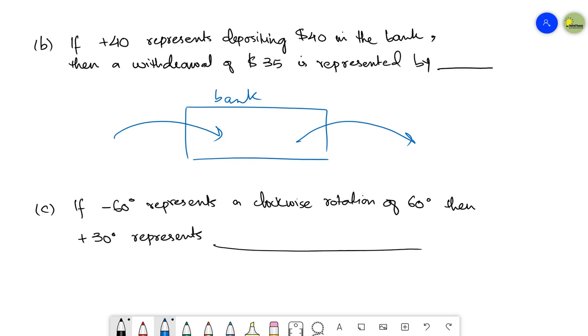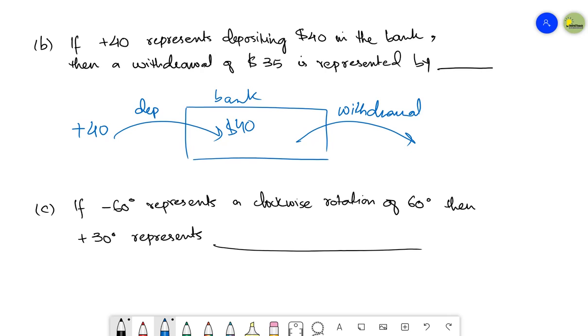You have $40, you deposited it into the bank and you represent it with a positive number, plus 40. Plus 40 means that it is a positive number when you are depositing something into the bank. So if you are doing the reverse of the process, it means you are taking money out of the bank. Then it is called withdrawal. Here it is deposit and here it is withdrawal. That is, you are taking something out of the bank.